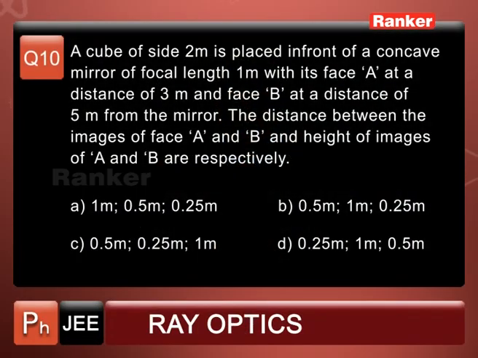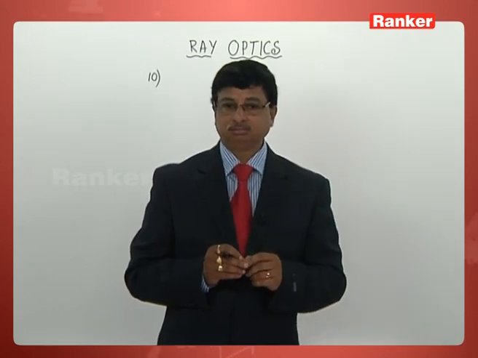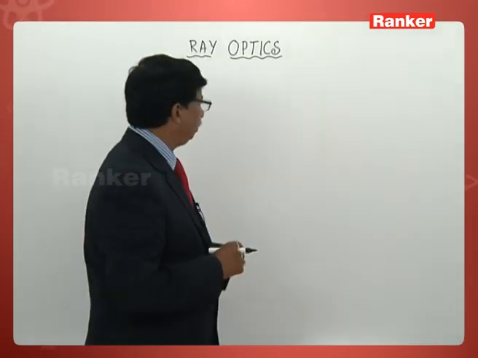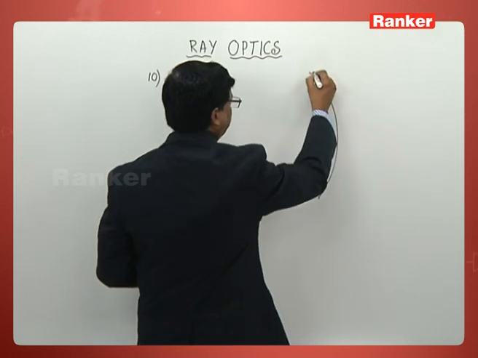The distance between the images of face A and B, that is one value he is asking, and the heights of images of A and B are respectively how much? Let me just draw a small figure to make you understand what he is talking about in this particular problem.